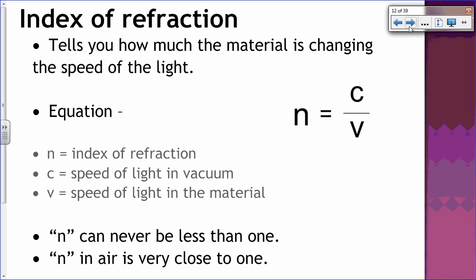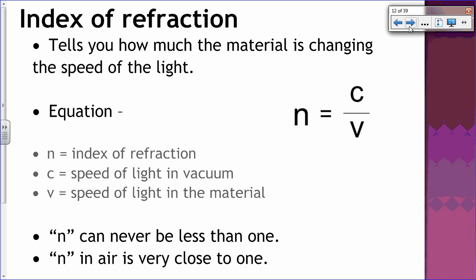So that c is the speed of light. What number is that? We know that number. 300 million, right, meters per second, or 3 times 10 to the 8 meters per second. So we put that in the top, and we put the other velocity in the bottom, the actual velocity in the bottom.